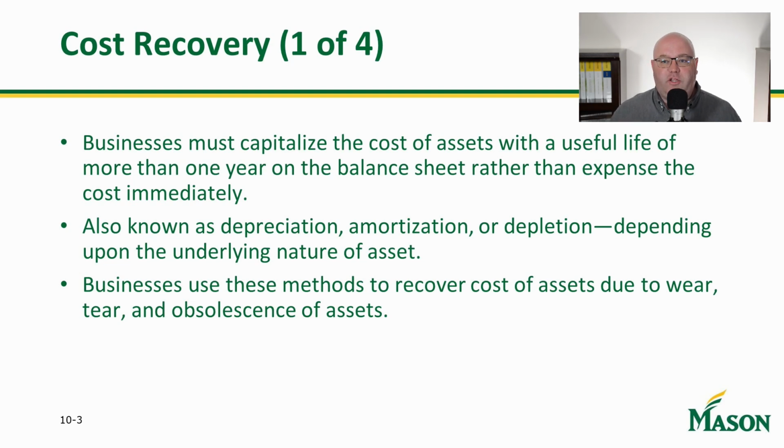It's also known as depreciation, amortization, and depletion. Of course, as I said earlier, amortization and depletion is another way of doing this, depending on the nature of the asset. It follows basically the same logic that you would see in financial accounting. So obviously, if it's most fixed assets, it's going to be depreciation. If it's an intangible, most likely amortization. And if it's a natural resource, it'll be depletion. Business use of these assets recovers cost due to wear, tear, and obsolescence of assets.